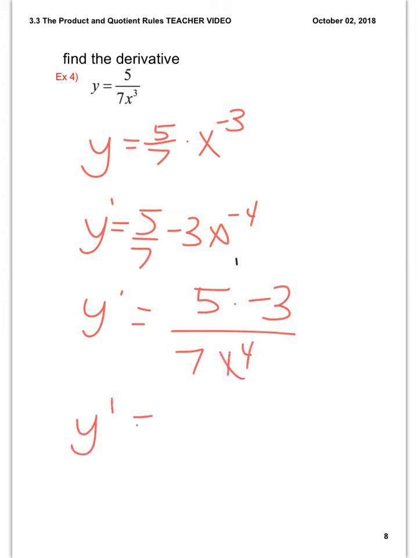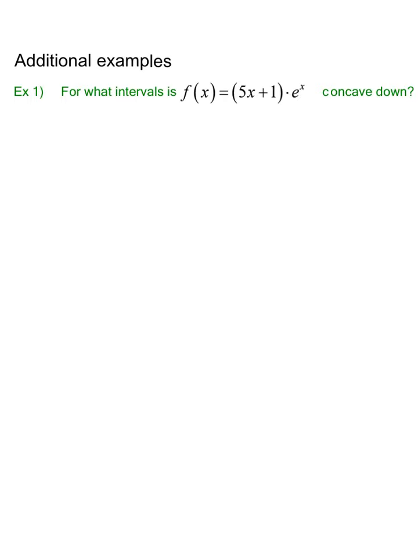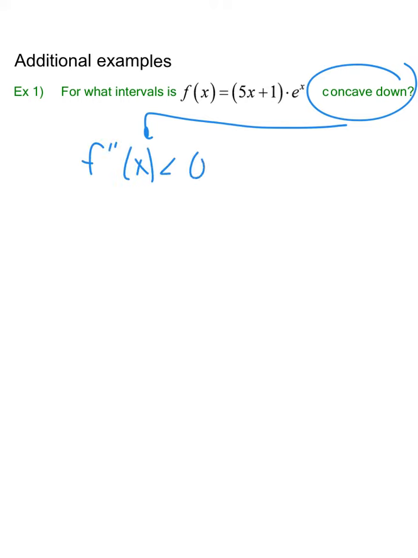So y prime will equal negative 15 over 7x to the fourth. All right, so here they just want us to find when a function is concave down. And we know from our work before that a function is concave down when its second derivative is less than 0. So we do notice that our function is a product rule.